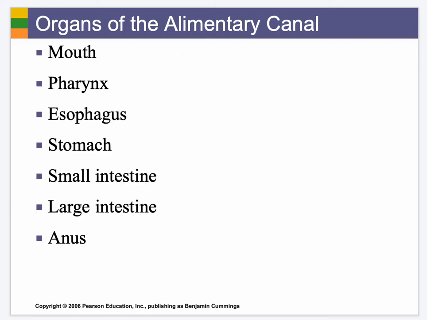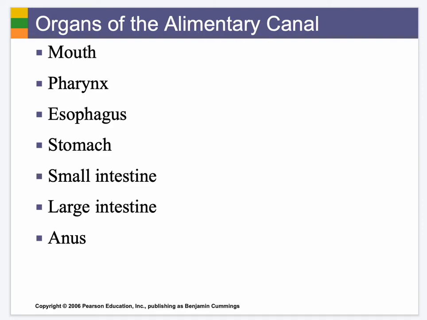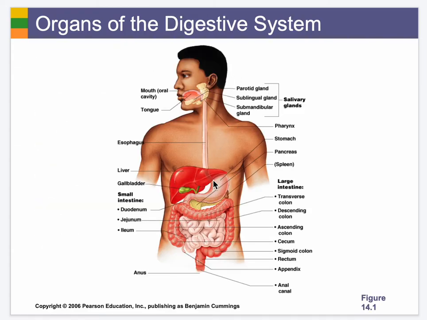First, we're going to talk about the organs of your alimentary canal. When you say alimentary canal, that's a continuous coiled hollow tube. Kung mapapansin niyo, from mouth to your anus, para siyang tuloy-tuloy na hollow tube. So that is your alimentary canal: your mouth, your pharynx, your esophagus, your stomach, your small intestine, and your large intestine papunta sa anus.